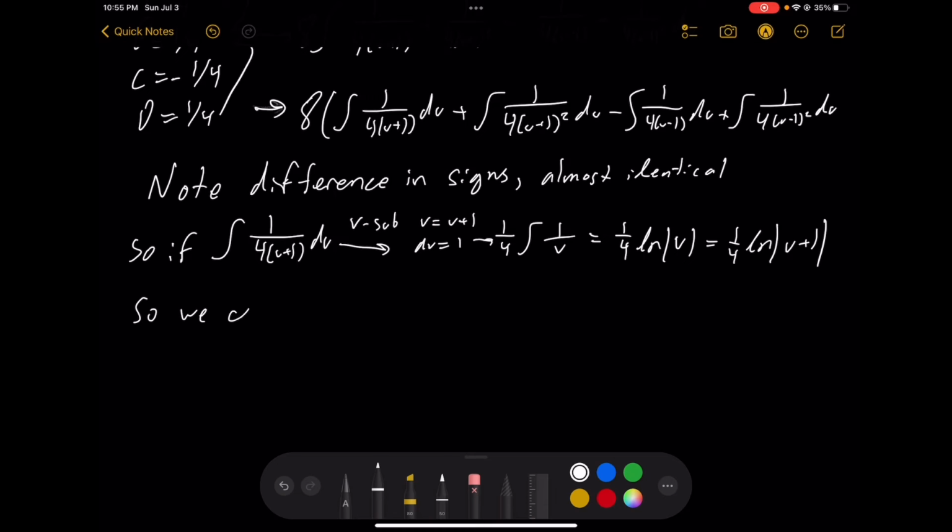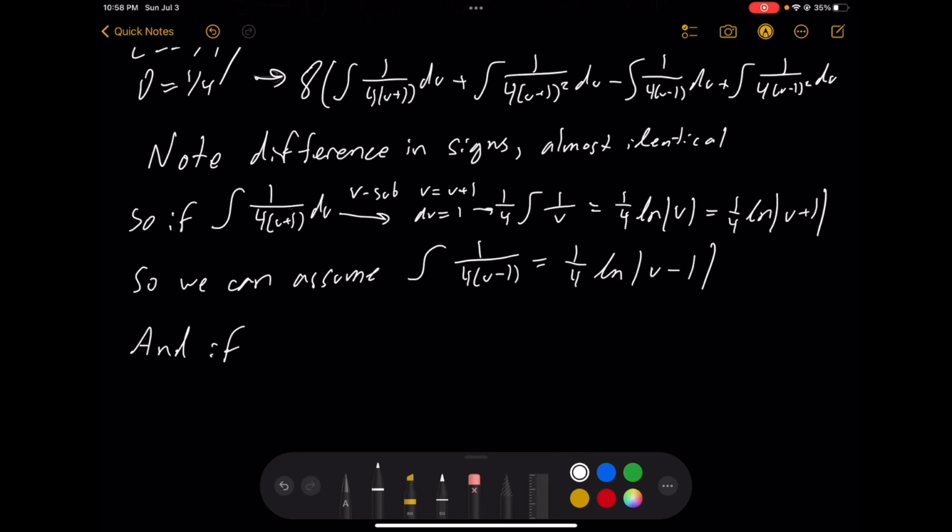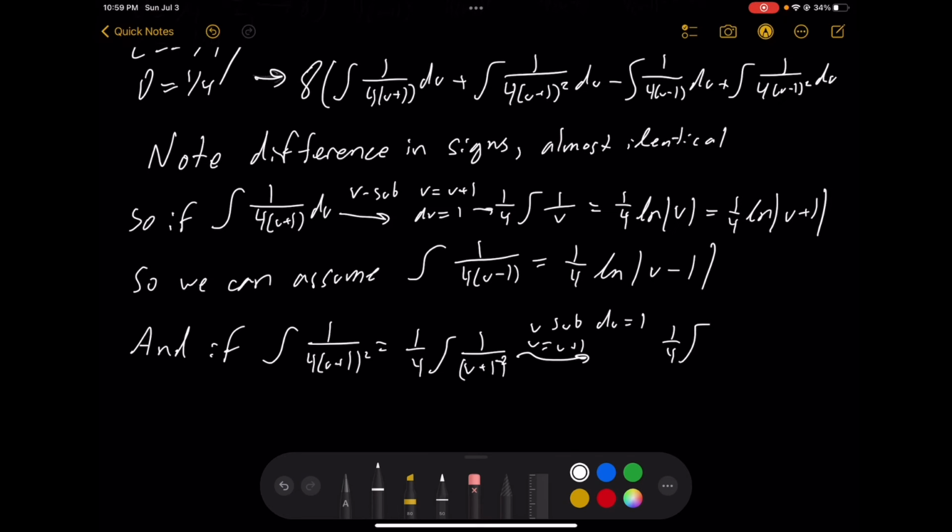And so now if we have that, then the other term, we can just assume that the integral of 1 over 4 times (u minus 1) is just equal to 1/4 ln (u minus 1). And for the integral of 1 over (4 times (u plus 1)) squared, we can just pull out, once again, 1/4 to that. Then we v-sub that back in. v is u plus 1 again, dv is du. So now we have 1/4 times the integral of 1 over v squared.